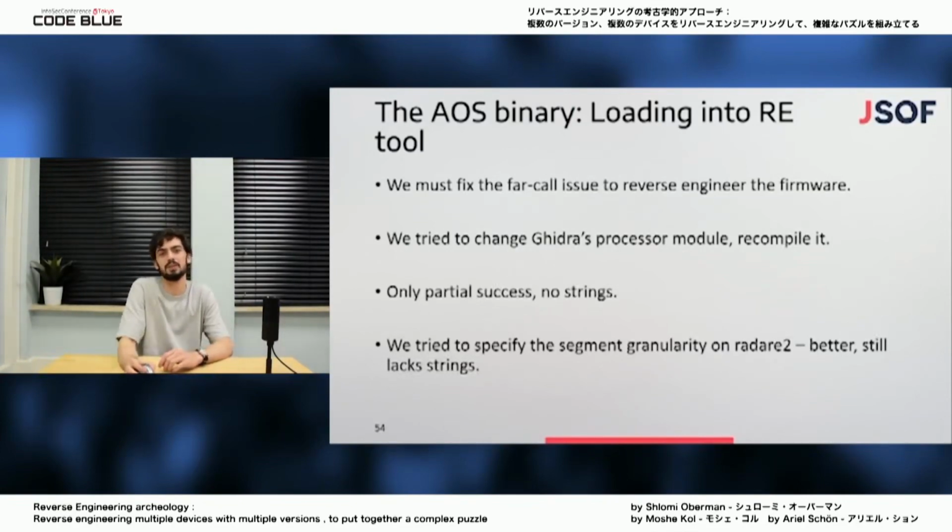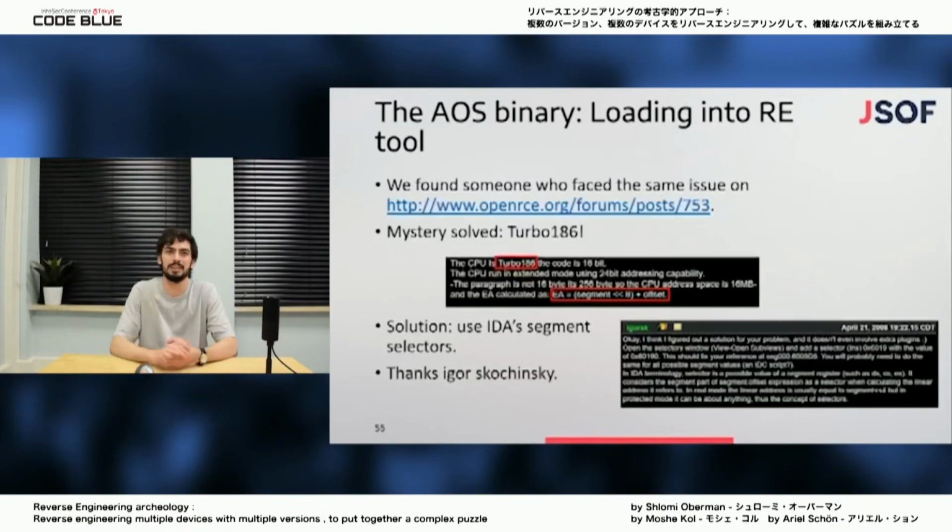And finally, we found a solution on OpenRCE. Some guy posted this exact problem in 2008, and the great Igor Skochinsky offered a solution that also worked for us: to simply create a lot of segment selectors in IDA with the 8-bit shift already calculated in. We did this using an IDA script that iterated over the far calls and generated the right segments, and then we could actually start reverse engineering.